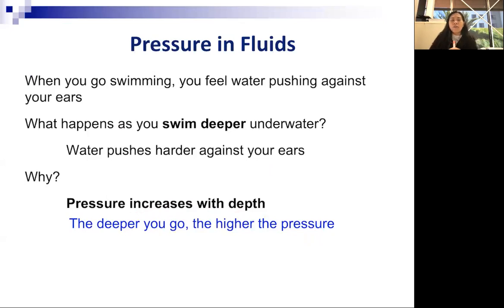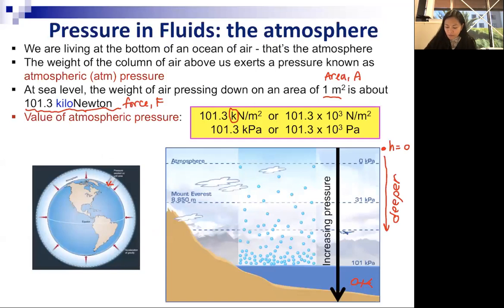Again, you can think about that as the deeper you go, the more weight, the more force is being exerted on you, and pressure equals force over area. So the bigger the force, the bigger the pressure, the deeper you go. Therefore, when you go swimming and dive deeper, the total pressure will include the pressure exerted by the Earth's atmosphere.